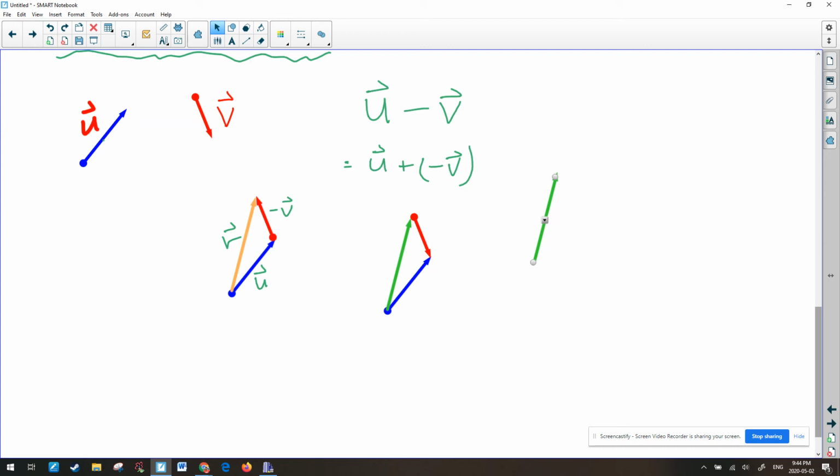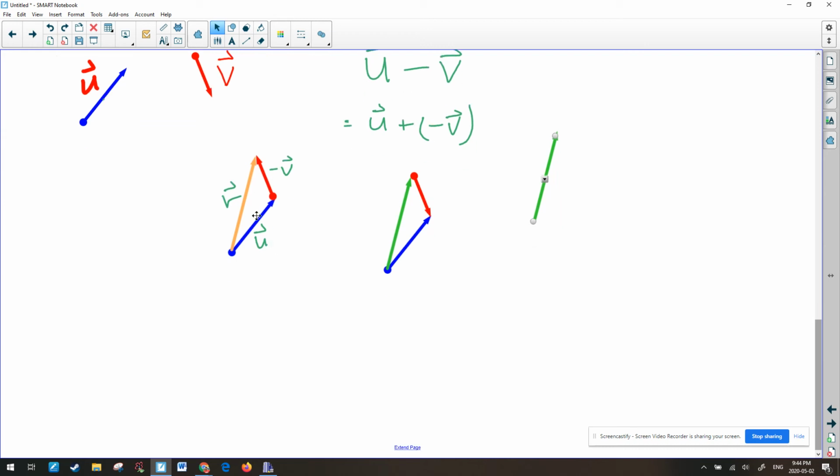So let's look at some special cases. What about this case? How about if we had vector u minus vector u? What do you suppose that would equal? What is your instinct? Okay, write something down.